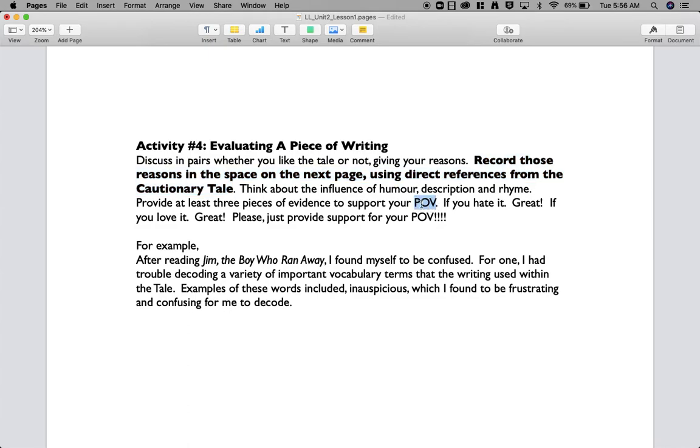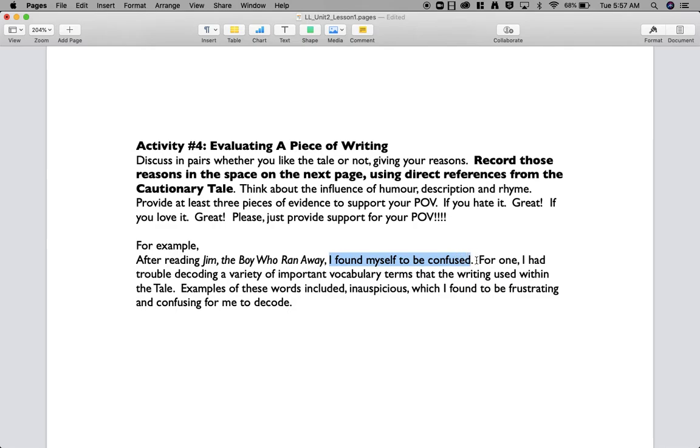That's POV, point of view. If you hate it, great. If you love it, great. But please provide support for your point of view. So I put something at the bottom here. After reading Jim, the Boy Who Ran Away, I found myself confused. Okay, so that's great that you found yourself confused.